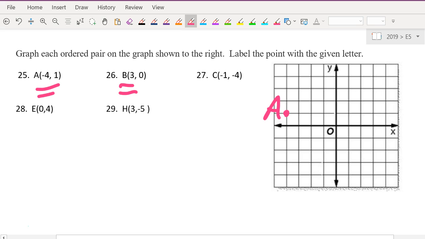Alright, B is 3, 0. Go to the right 3, don't go up any. If you have trouble remembering which is first, remember you always have to go left or right before you go up or down. Walk, run before you jump.